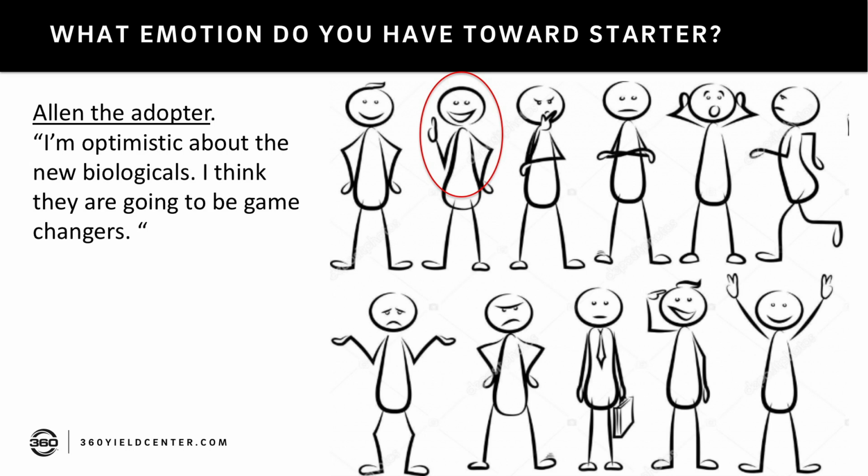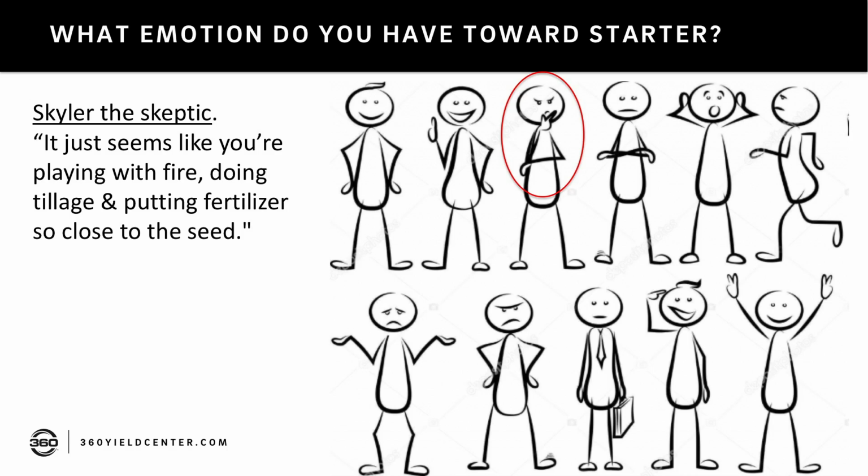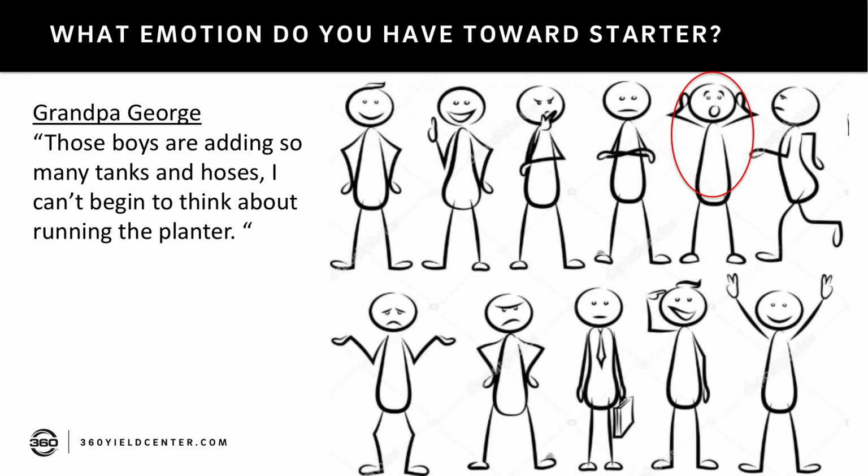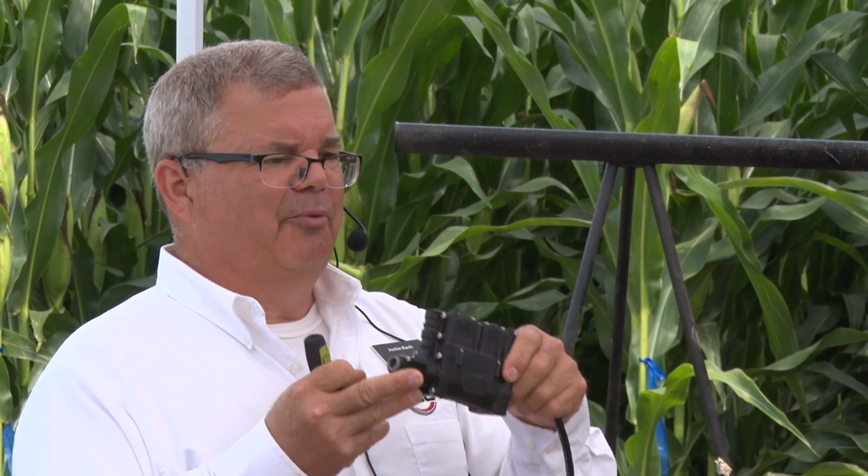With Alan the adopter, there's a lot of things we don't know about biologicals, but one thing we do know about them is they're expensive, right? And I think that we can all agree that when we put that band right near the seed, that's where the biologicals are going to have their impact, where they have impact on roots. Okay? Skylar the skeptic, we're taking care of the toxicity issue by getting that fertility 3/4 of an inch away from the seed. For Grandpa George, at least we're giving him a highly sensorized valve so he can know when something's not right and when things are going right, and he can communicate that to the boys.